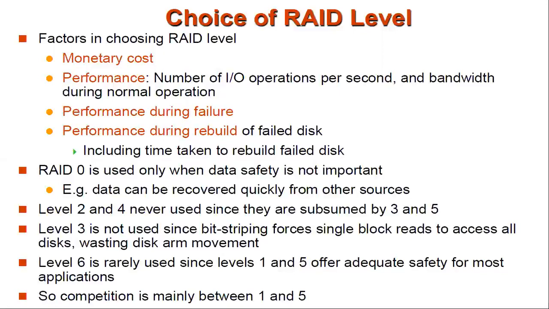Okay, so here we'll discuss one by one. RAID 0 is used only when data safety is not important. That means it doesn't use the redundancy concept, so you cannot expect your data to be very safe. Suppose you are dealing with very critical data, then it is better not to choose RAID 0. And level 2 and level 4 are never used, since they are substituted by levels 3 and 5, because these features are already available in level 3 and level 5.